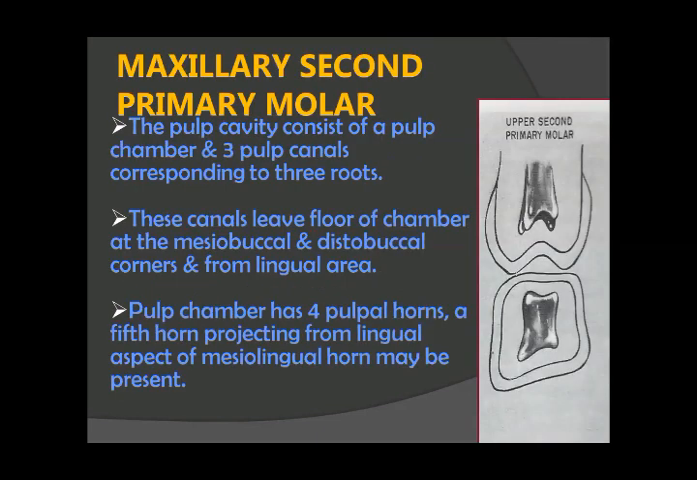Second molar: the pulp cavity consists of a pulp chamber and three pulp canals corresponding to three roots. These canals leave the floor of the chamber at the mesiobuccal and distobuccal corners and from the lingual area. The pulp chamber has four pulp horns. A fifth horn projecting from the lingual aspect of the mesiolingual horn may be present.